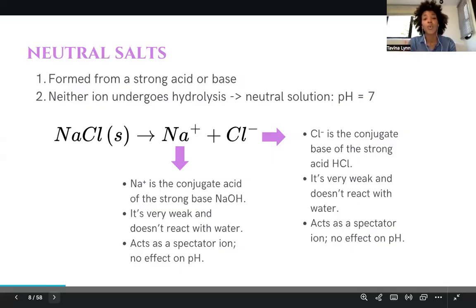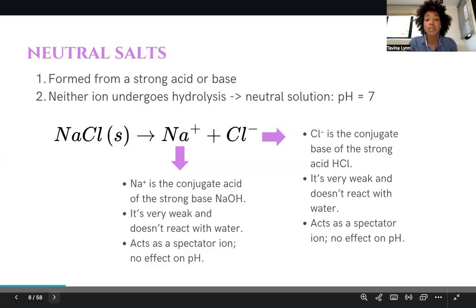Okay. So going back to the point where I said they come from a strong acid and a strong base. You think about sodium hydroxide. Sodium is the conjugate acid of the strong base, sodium hydroxide, and the chloride ion is the conjugate base of the strong acid, hydrochloric acid. But if we dissolve sodium chloride in water, it doesn't hydrolyze to form an acidic or basic solution. The solution will be neutral.